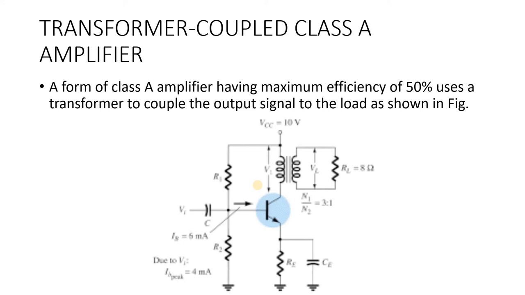Next, the transformer-coupled stage. If I want to achieve more efficiency, 25 to 50%, then what we are going to do is couple the transformer at the output side of the amplifier.